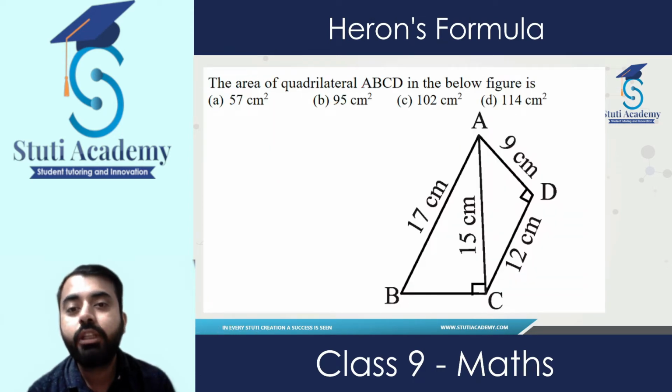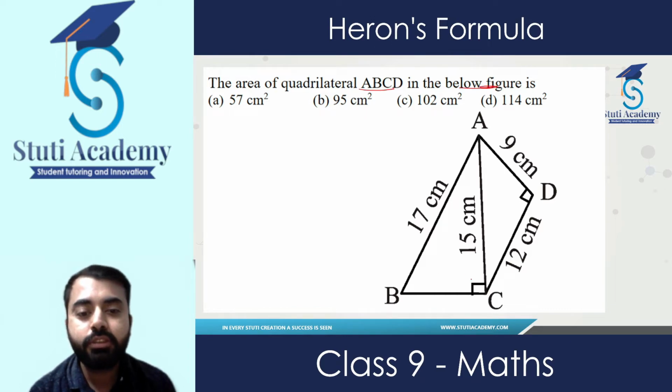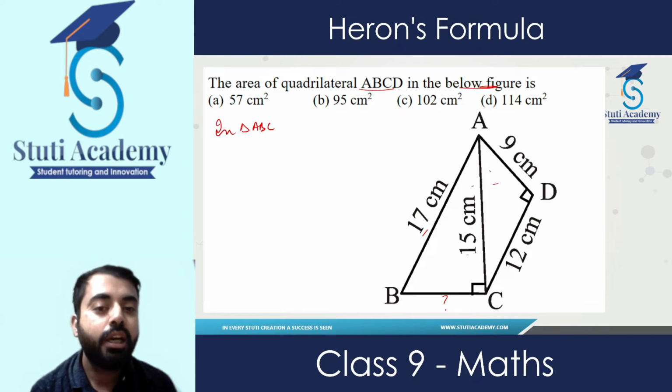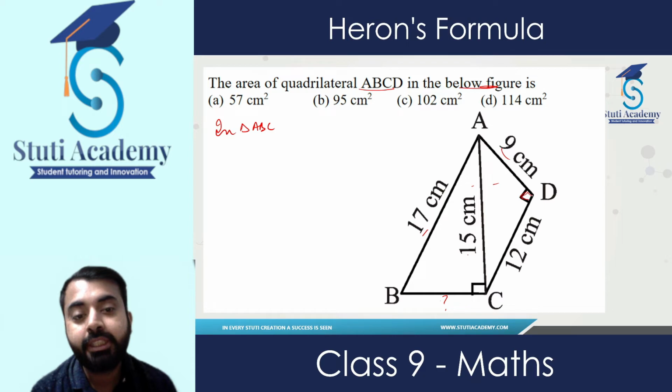Now, next case. The area of quadrilateral ABCD in the given figure is what? Now you see, this is a right angle triangle. This is 17, this is 15. I have to find its base, only then can I find its area. Actually the quadrilateral ABCD is in two parts, first and second. I know my second part has all its dimensions there, 9, 12, and 15. What I have to do is find the base of the first. And also the second triangle is also a right angle triangle.